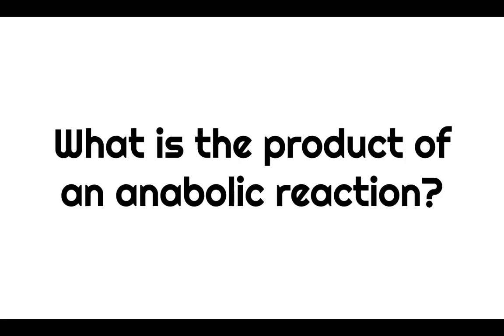What is the product of an anabolic reaction? If you are having an anabolic reaction take place, you are building something. So you're taking small pieces called monomers and you're putting them together to make a large thing called a polymer. So what's the product of an anabolic reaction? It's a polymer. The polymer is what's built in an anabolic reaction.